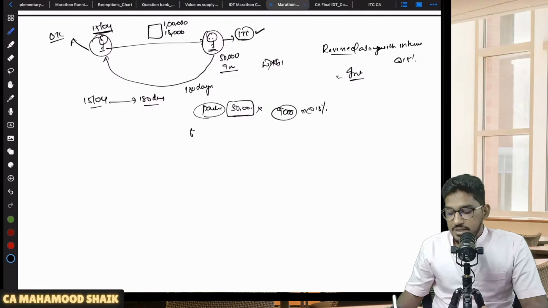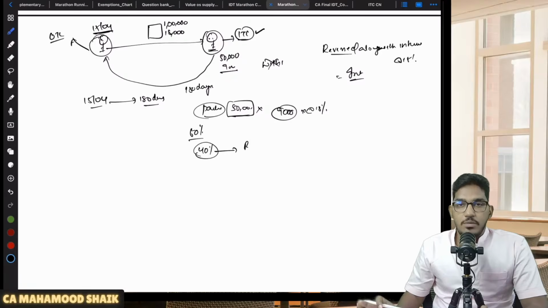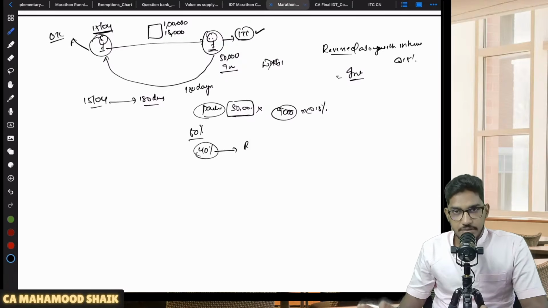Sir, I paid 60%, I did not pay 40%. Then the ITC attributable to that 40% only you are required to reverse. So whatever amount you did not pay within 180 days, the ITC attributable to that amount should be reversed along with interest at the rate of 18% per annum. Understood?